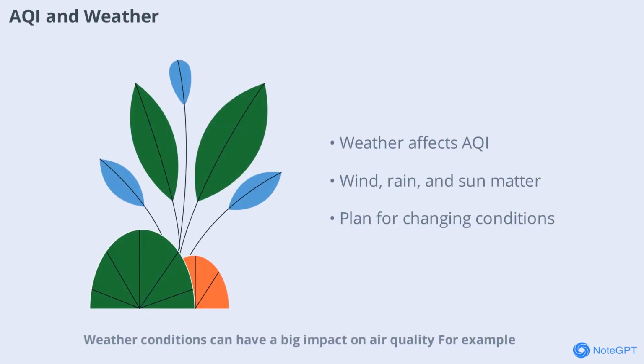Weather conditions can have a big impact on air quality. For example, wind can disperse pollutants, while temperature inversions can trap them near the ground. Rain can help clear the air, but hot sunny days can increase ozone formation. The AQI takes these factors into account, providing a more accurate picture of air quality. Understanding the relationship between weather and AQI helps people anticipate changes and plan accordingly.